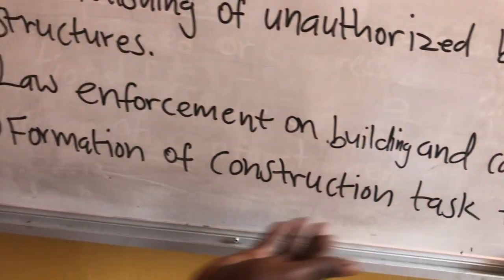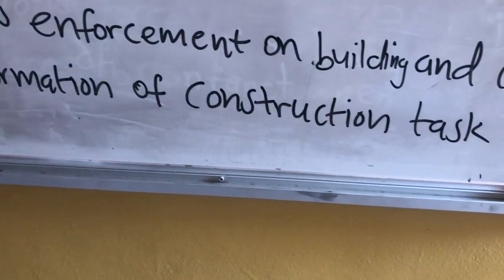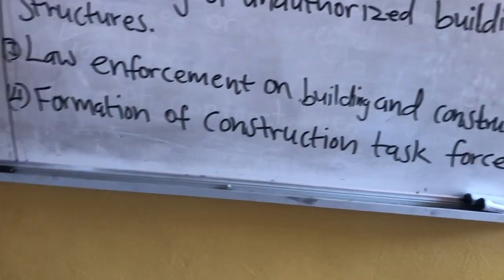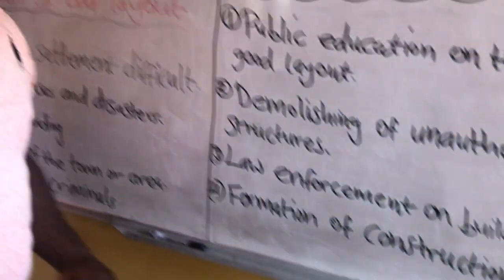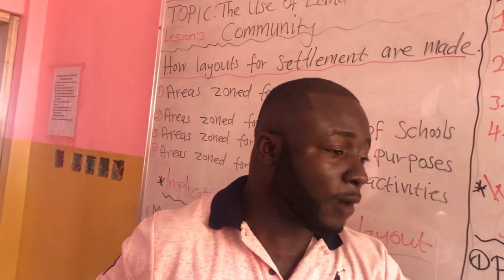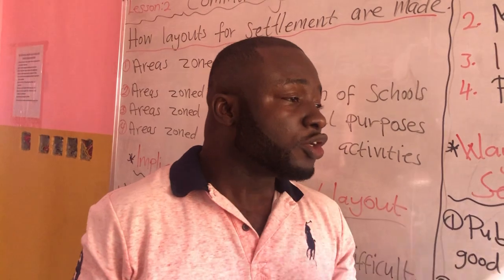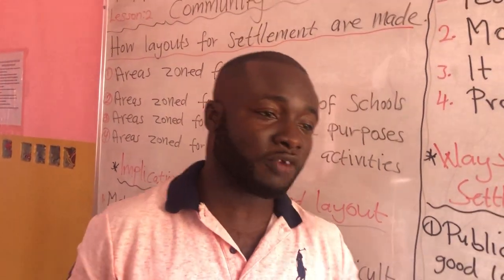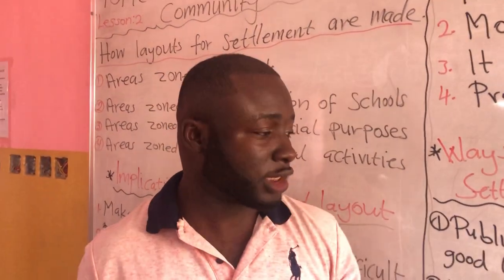Formation of construction task force. These are people that will be coming around to make sure that you are putting up the right structure. The permit that was given to you, say you are putting up a 4-story building, they will come around to make sure that you are doing the right thing. You see these people come to your area and tell you, stop work, produce permit. It means they suspect that you don't have the permit to put up the structure there. So to continue the construction, you have to come to the office for a permit. And sometimes when you refuse, that's when they come around to demolish the structure.